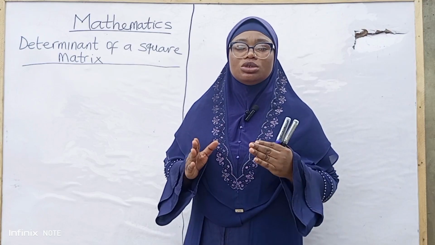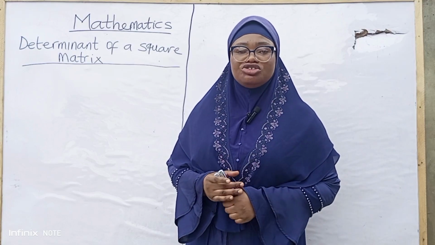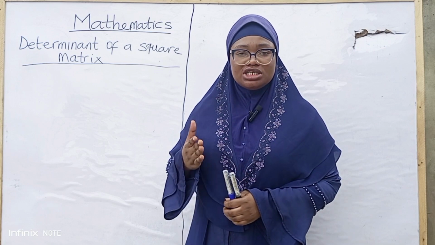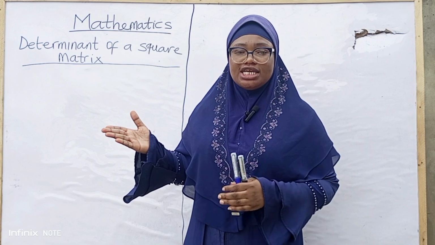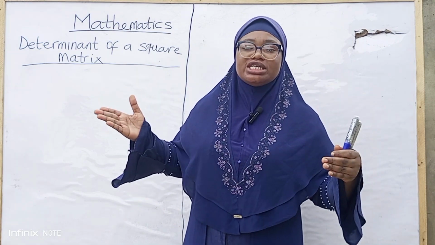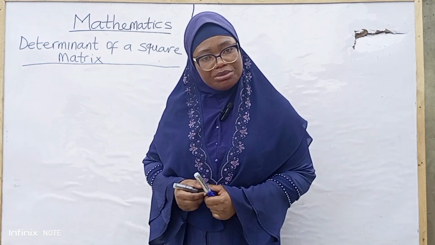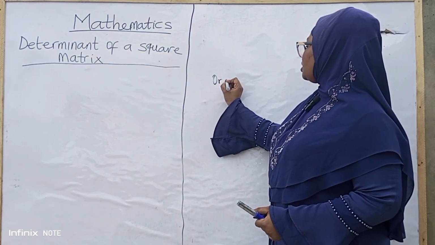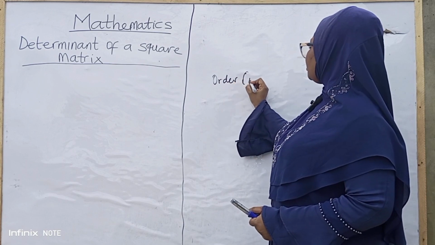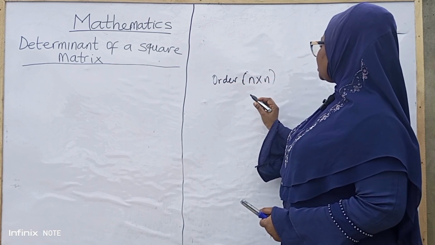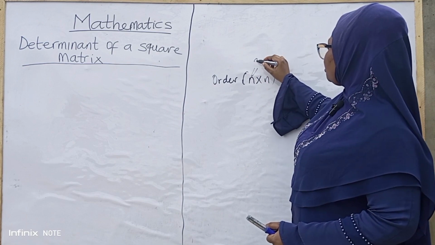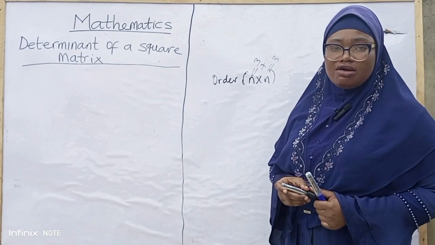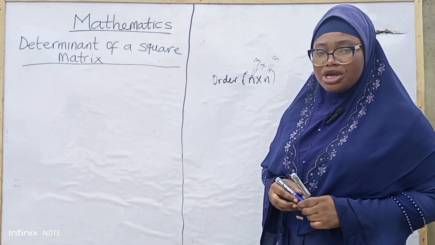In today's class, I want to explain determinants of a square matrix to you. What is a square matrix? A matrix is said to be square when the number of its rows is the same as the number of its columns. What do I mean by that? When the order of your matrix is in the form of n by n, that is, if the number of rows is 3, that means the number of columns is also 3. So whenever we have that, it's a square matrix.